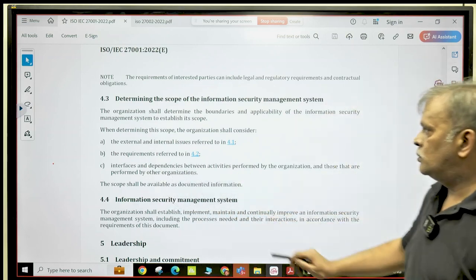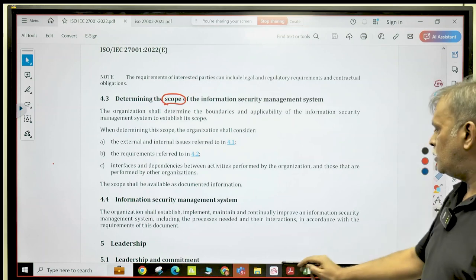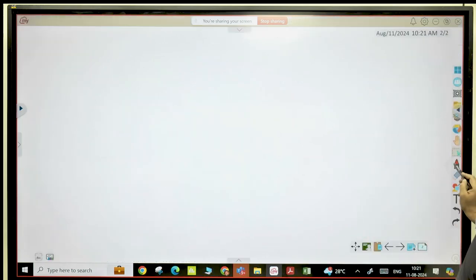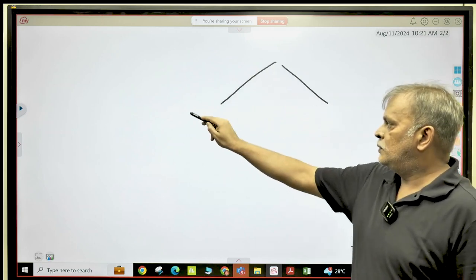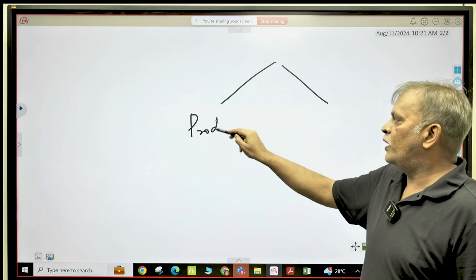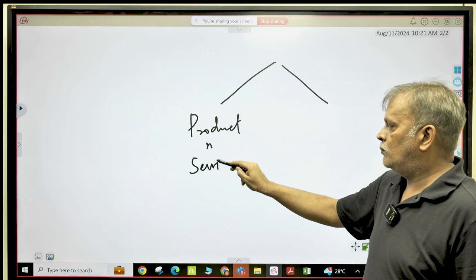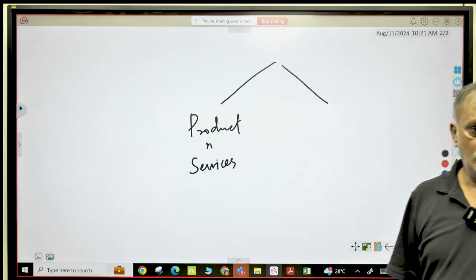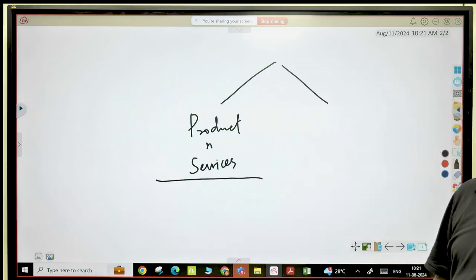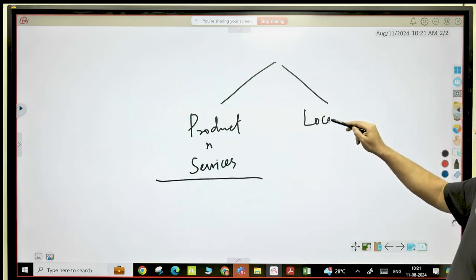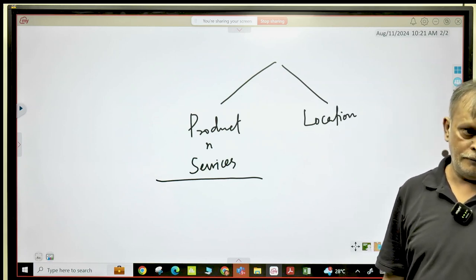So here, all you are looking at is defining the scope of ISMS. When you are looking at doing the scope definition, like I was mentioning yesterday, दो बेसिक चीजें. एक तो जो प्रोडक्ट सर्विस आप प्रोवाइड करते हो, उस प्रोडक्ट सर्विस का मेंशन होना चाहिए आपके स्कोप स्टेटमेंट में. जो फिजिकल लोकेशंस आप ऑपरेट करते हो, उन लोकेशंस का मेंशन होना चाहिए आपके सर्टिफिकेट पे.